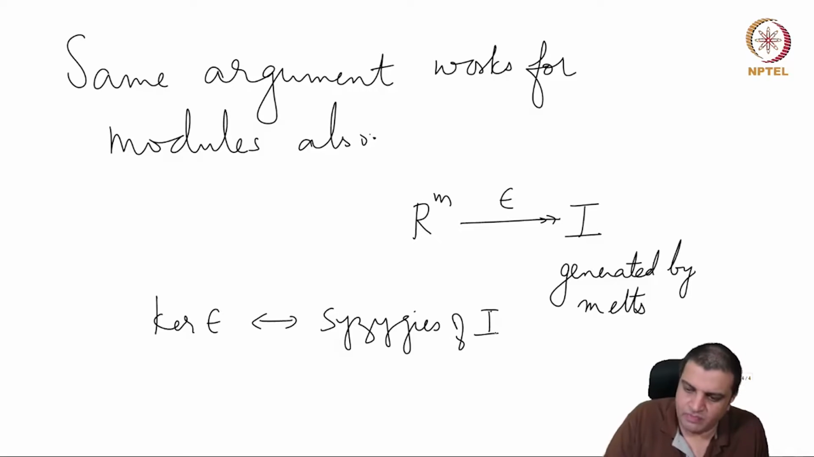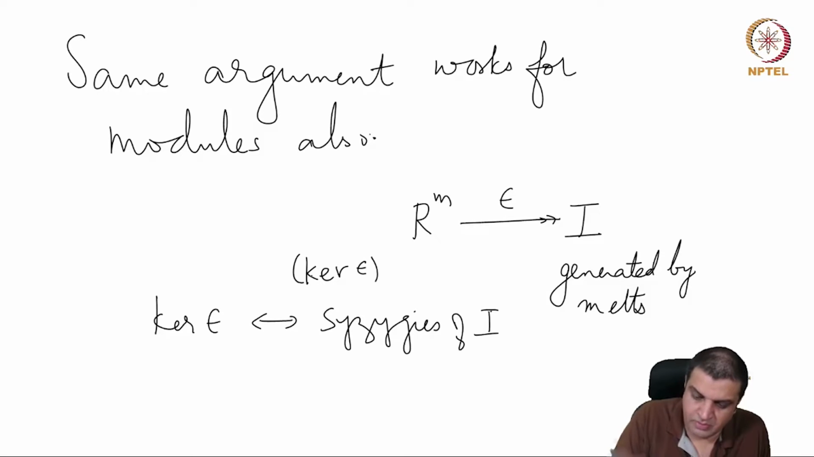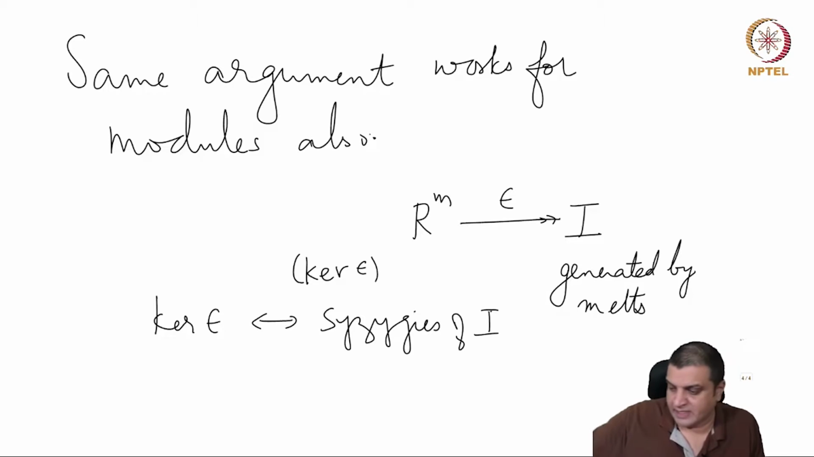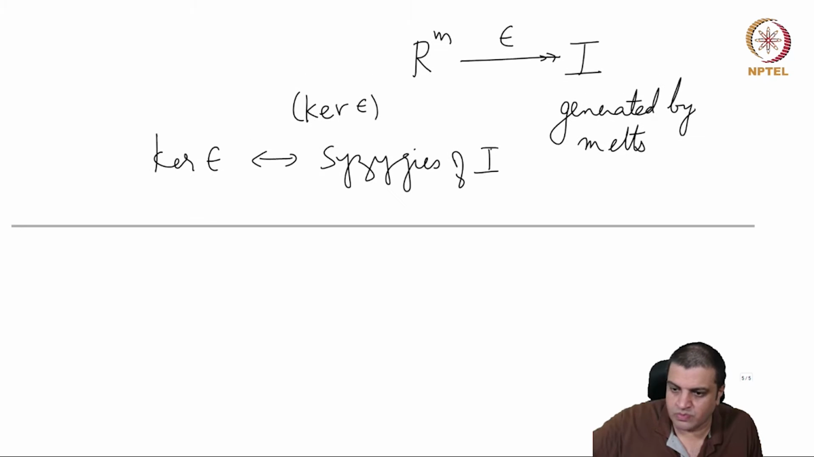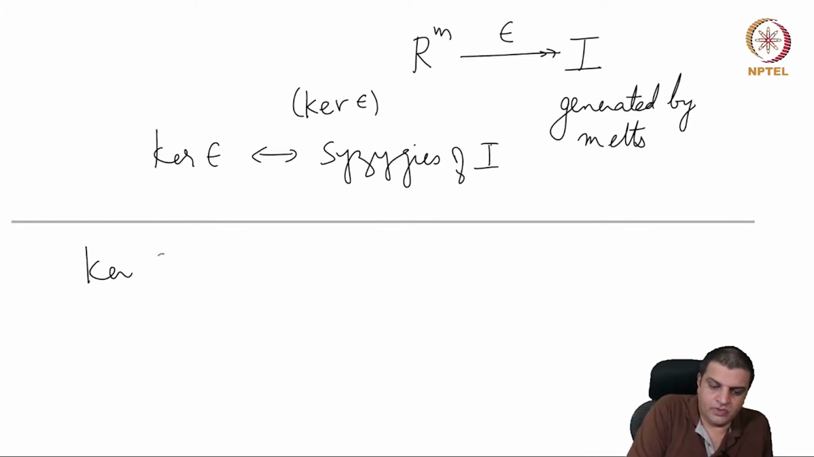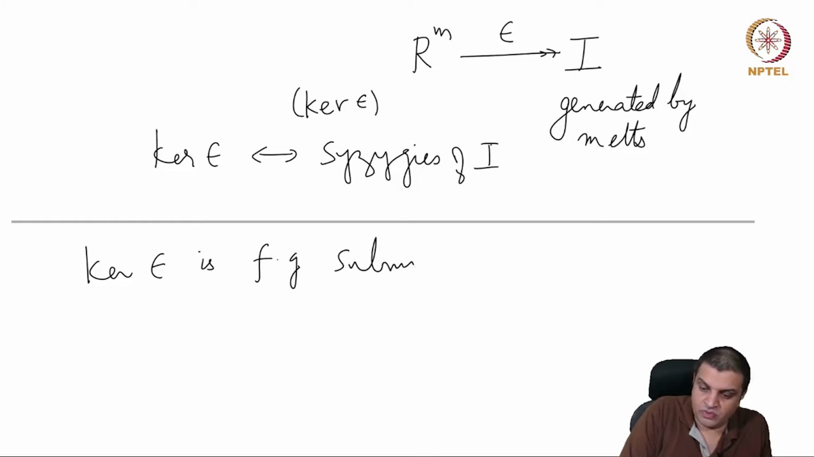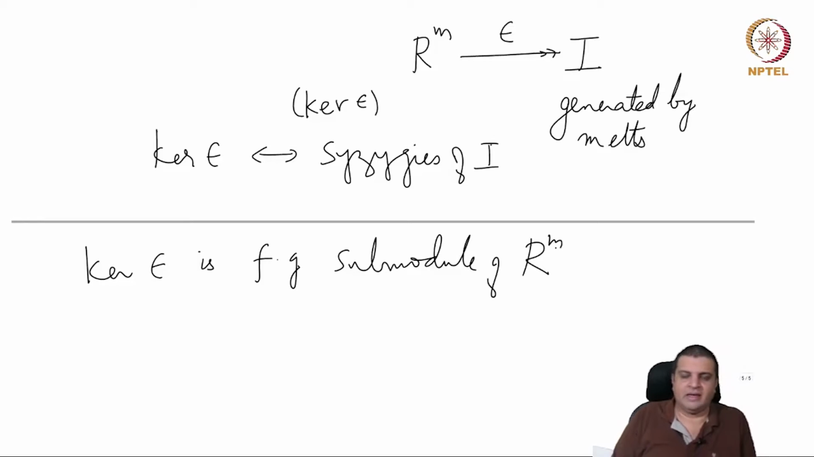Now let's write that thing here, slightly below, for a purpose. Now this is also finitely generated, but it is no more an ideal. So the kernel of epsilon is a finitely generated submodule of Rm. And typically m has to be greater than 1. So this is not an ideal at all.